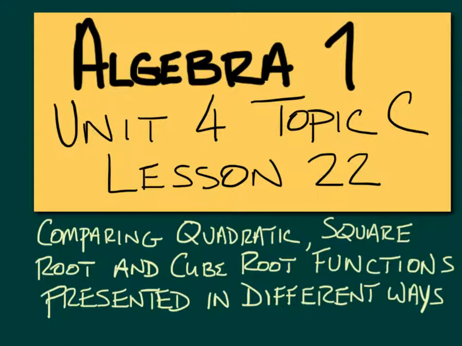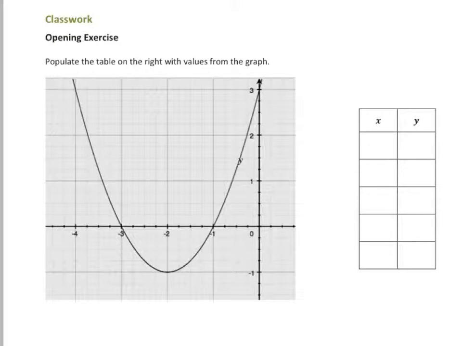Comparing quadratic, square root, and cube root functions presented in different ways. Lesson 22 of Topic C in Unit 4. Populate the table on the right, x and y, with values from the graph. We have to find points that this graph, this quadratic function, passes through. Can anybody give me a point in xy form that this graph passes through?